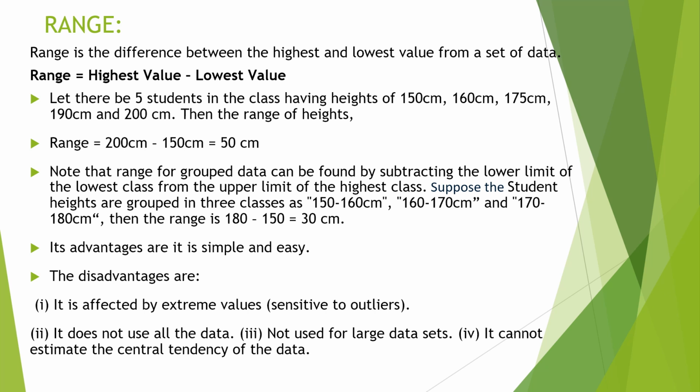Note that the range for group data can be found by subtracting the lower limit of the lowest class from the upper limit of the highest class. That means suppose the height of students is given in the form of group data. Suppose these 3 classes are there. Then what is the range? The range is the upper limit of the highest class, which is 180 centimeter, minus the lower limit of the smallest class, which is 150 centimeter. So the total range over here is 30 centimeter.